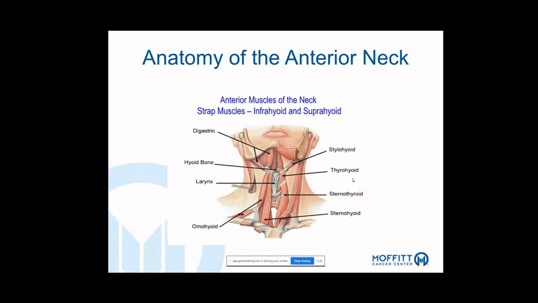This is just very quickly the anatomy of the anterior neck, mainly on the muscles, but you can see the thyroid gland here anterior to the trachea. Right in front of it, you have the sternothyroid muscle and then the other strap muscles surrounding.